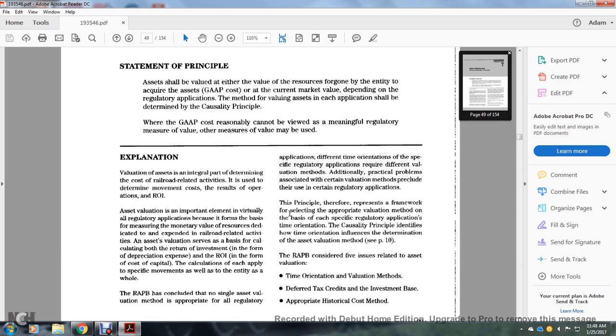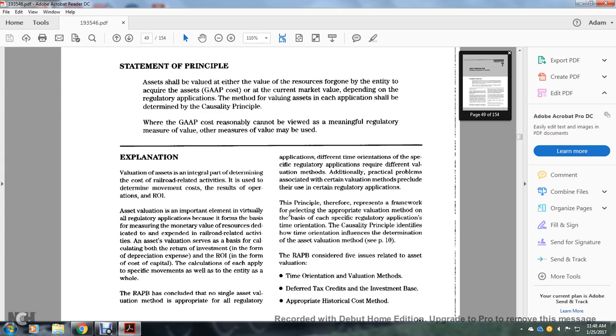Explanation: asset valuation is an integral part of determining the cost of railroad-related activities, the determining of the movement of the cost, and the result with the operation of the return on the investment. Asset valuation is an important element in virtually all regulatory applications, as it forms the basis of measuring the amount of value of resources expended with the railroad-related activity.